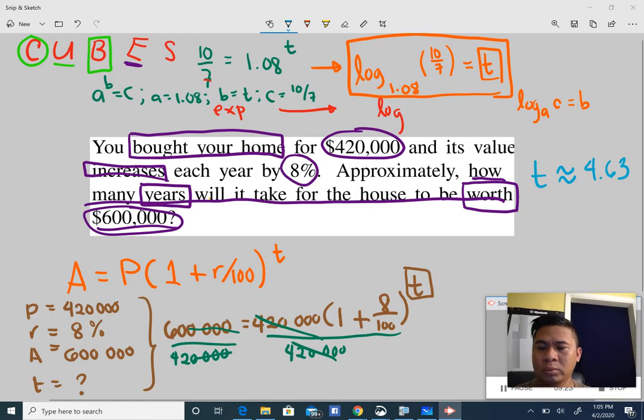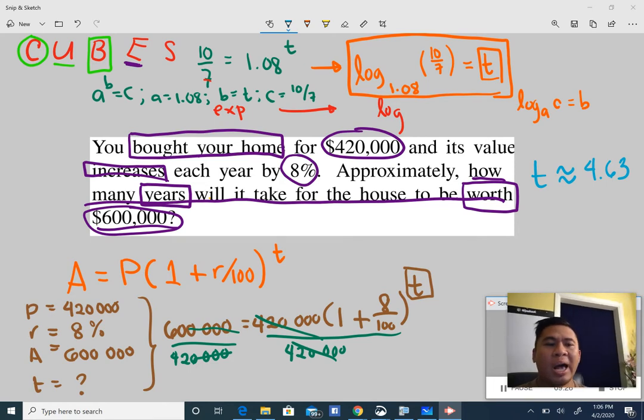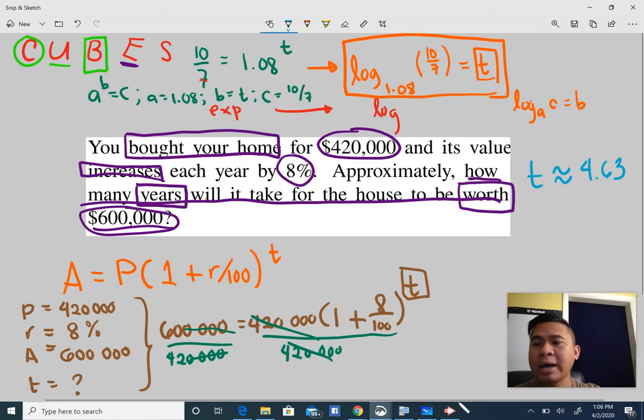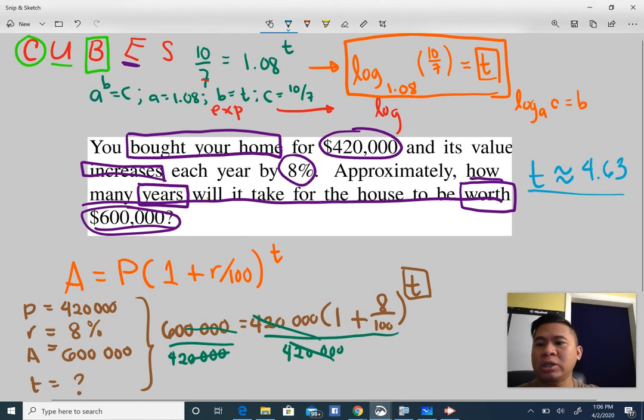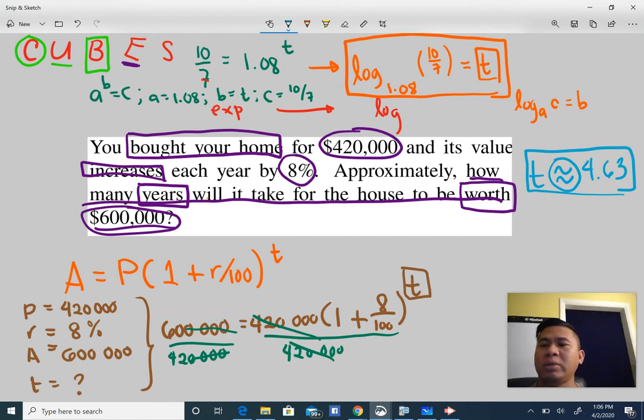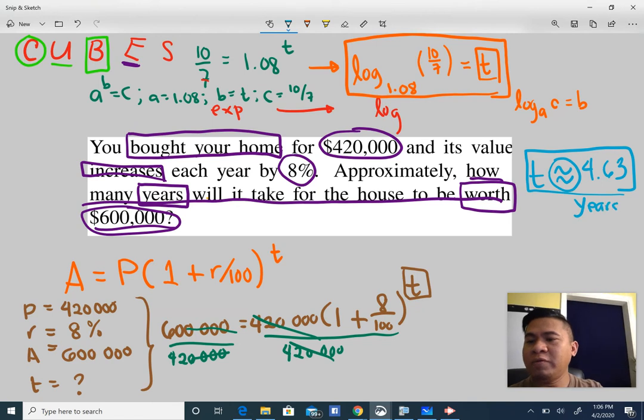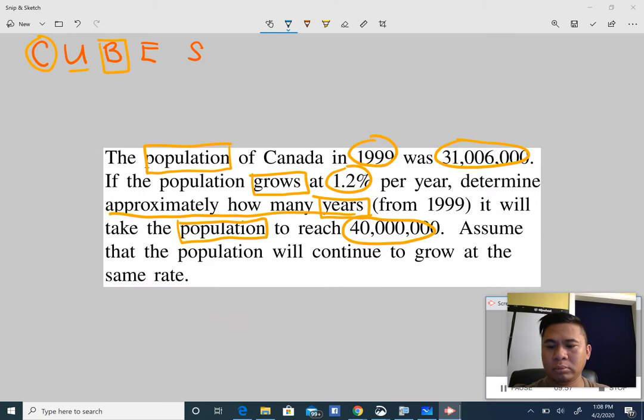So in this case, how many years will it take for the house to be worth 600,000? The answer is this one. It would take approximately, and that is the symbol for approximated value, T is approximately equal to 4.63 years before the 420,000 value of the house can become 600,000.